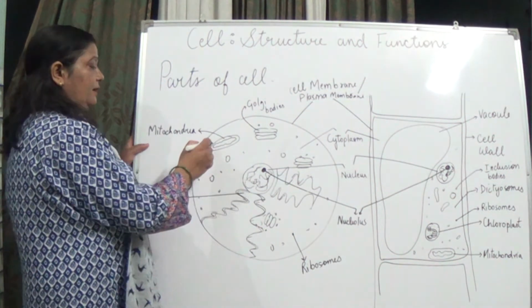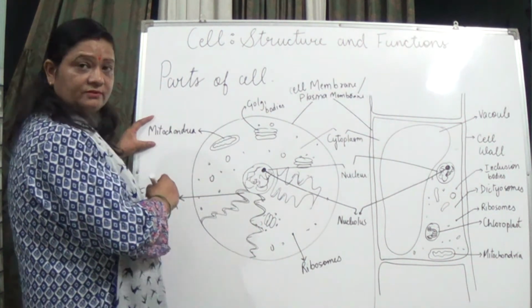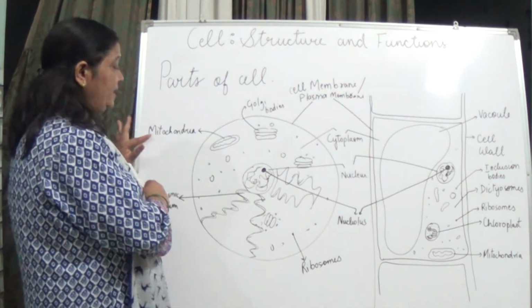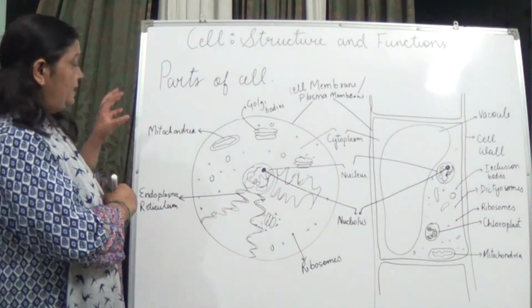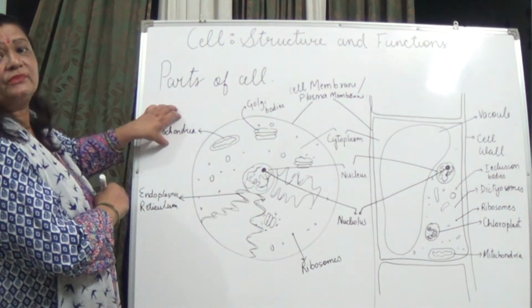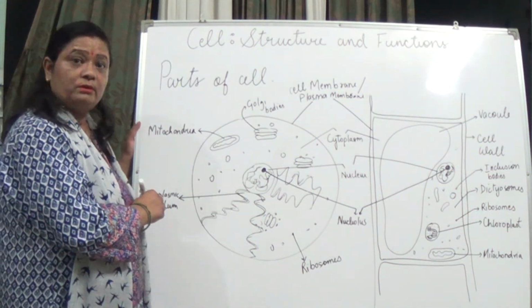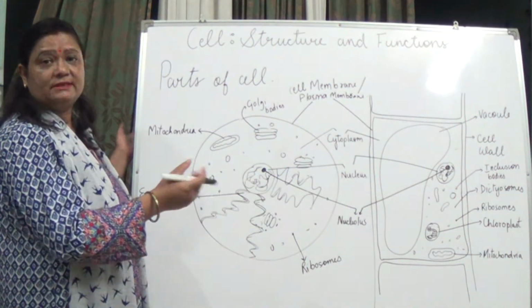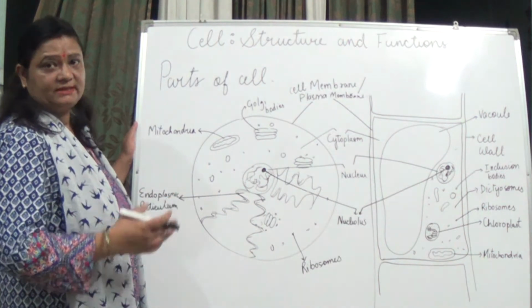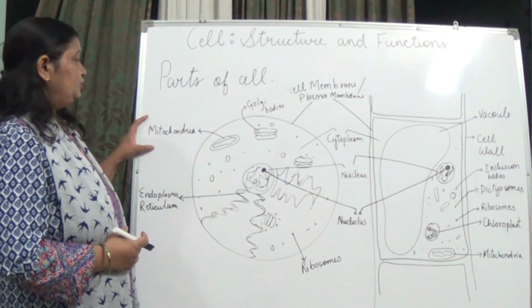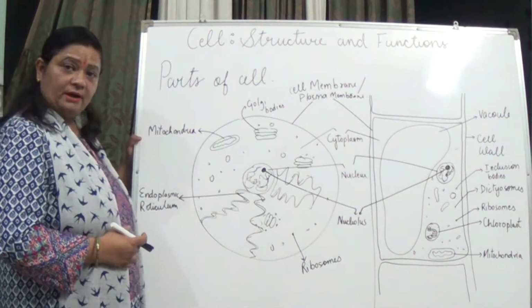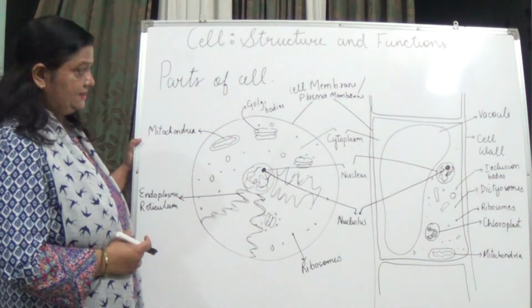Mitochondria. What is the function of this mitochondria? It is known as the powerhouse of the cell. Why is it known as the powerhouse of the cell? Because it produces energy, by which we are doing all the work, and it totally helps in respiration and the oxidation of food. So here mitochondria produces energy, so it is known as the powerhouse of the cell.